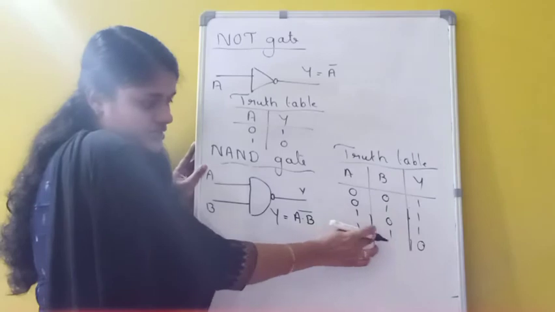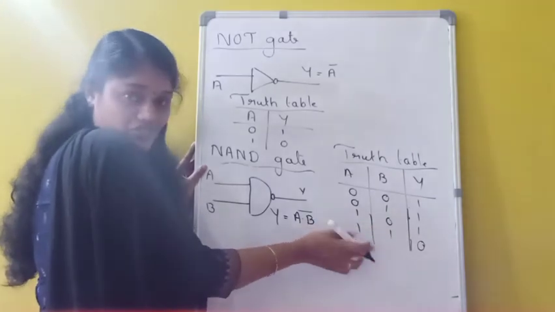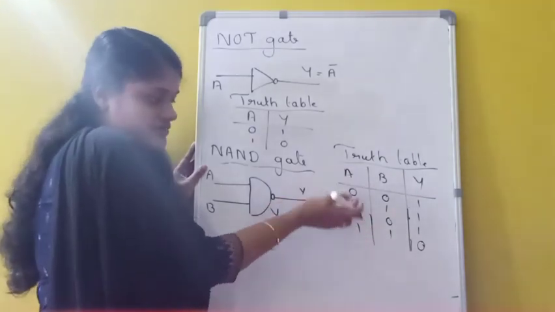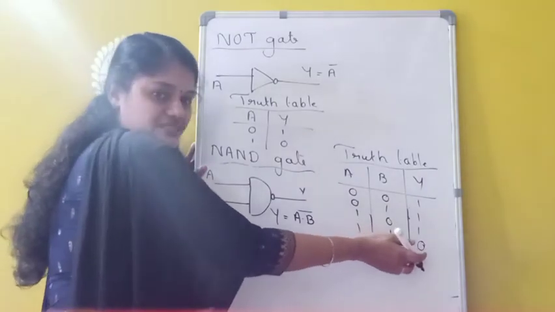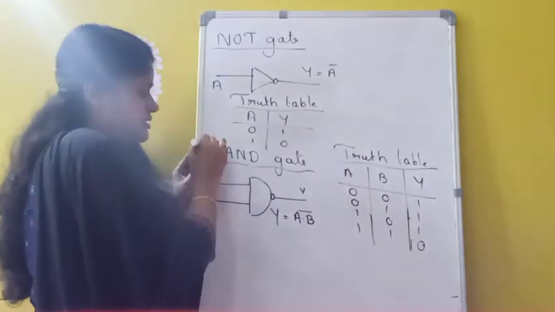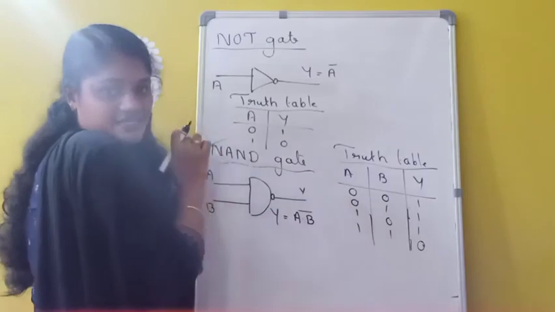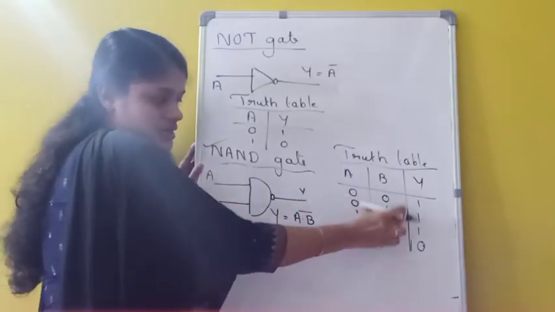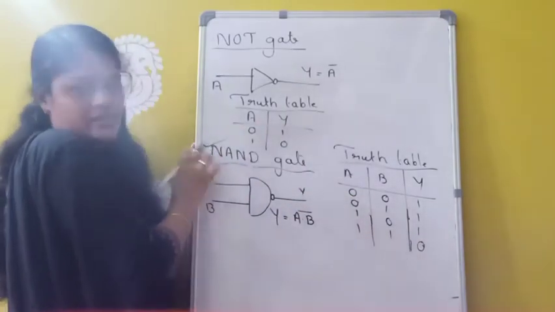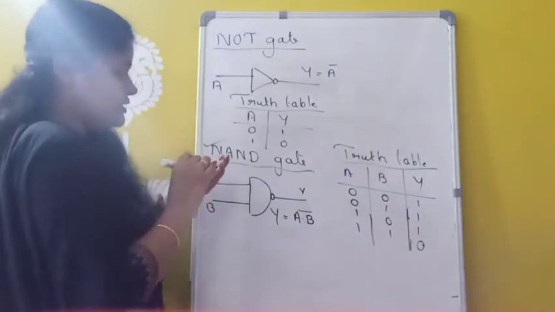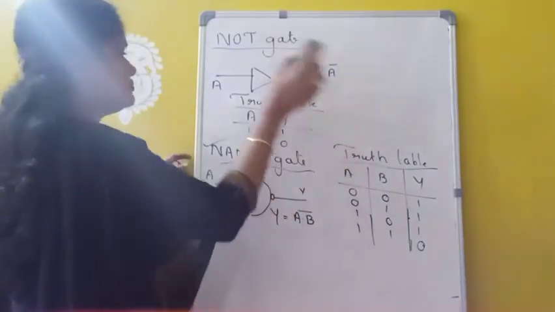So whenever both the inputs are 1, the output will be 0. That is which gate? NAND gate. So one answer is the NAND gate. Clear? When both the inputs are 1, output is 0 in the case of the NAND gate.